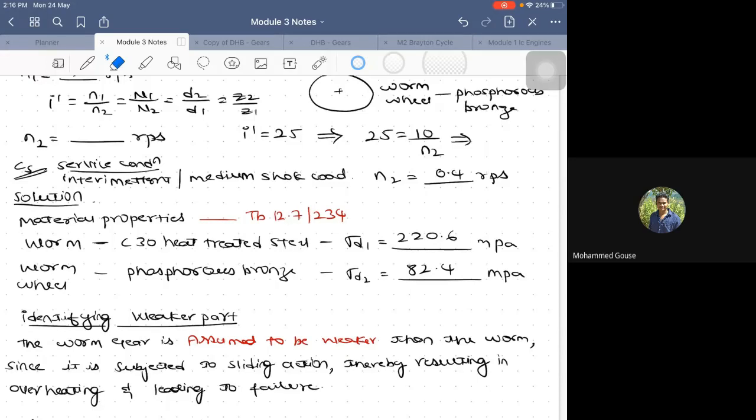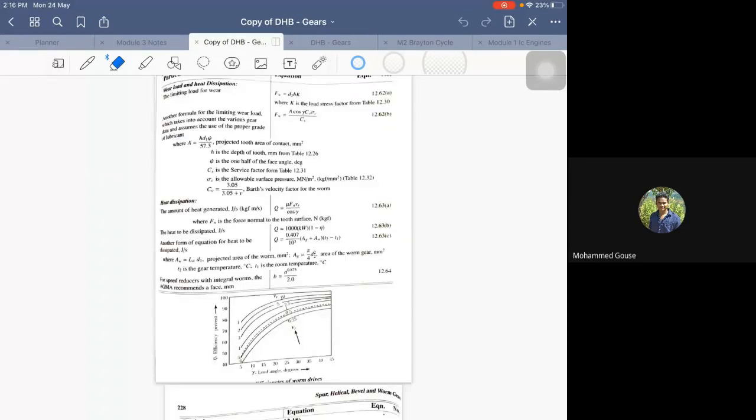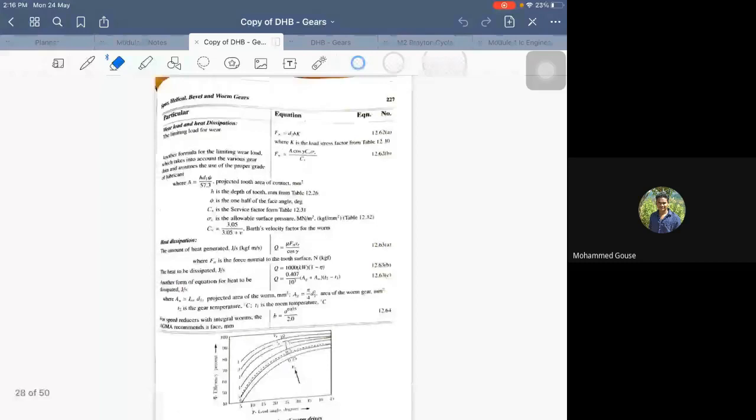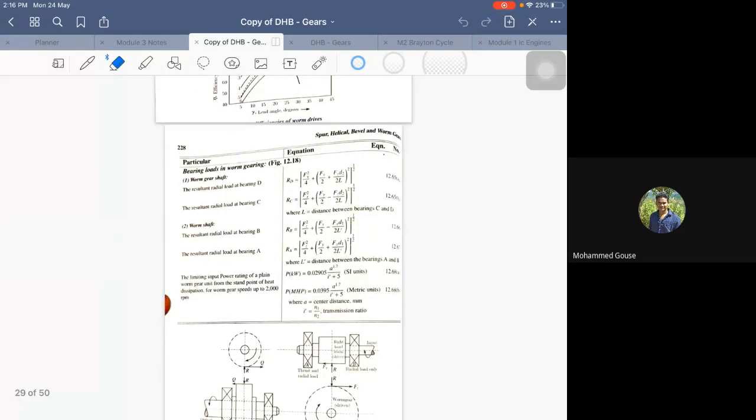Is there any formula through which I can calculate the value of A by substituting the value of the power? Page number 228. Okay, so where is that equation?